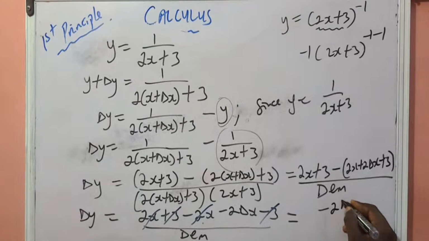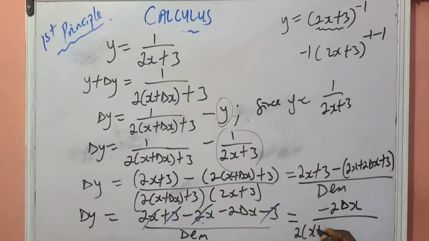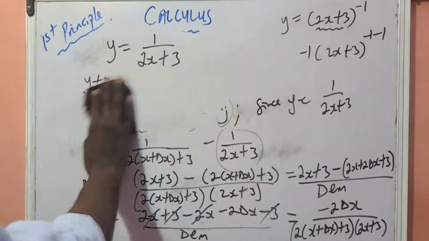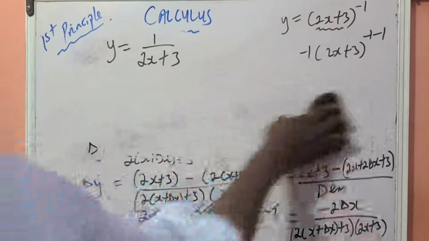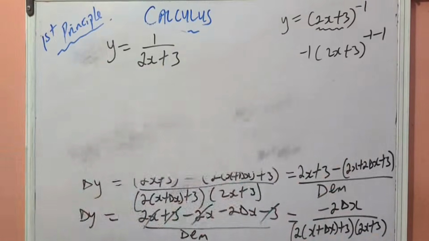So we have minus 2dx over, then we have 2x plus dx plus 3. I'm writing the denominator in full now. And we have 2x plus 3. Can you see how we have been able to simplify the complex denominator? So that's what makes questions like this a bit complex, is that the expressions you'll be getting will require patience and technicality to make them work.